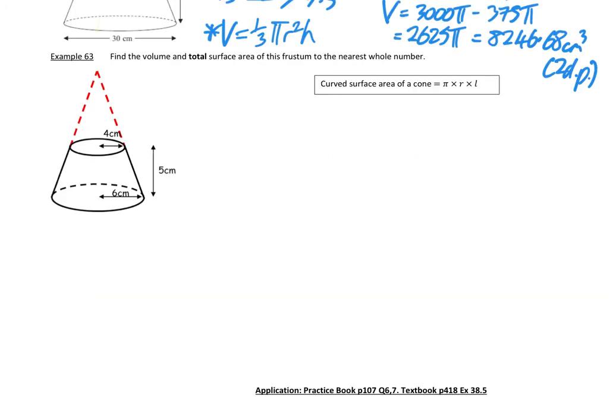Okay, next example is quite a bit of work needed. In this one, you have to find the volume and the total surface area of the frustum to the nearest whole number. So, they've given a wee formula up here, it's been very nice, giving you the formula for the curved surface area of the cone is pi RL. So that's pi times the radius times the slant height, which is what the L stands for. I think I mentioned that earlier on.